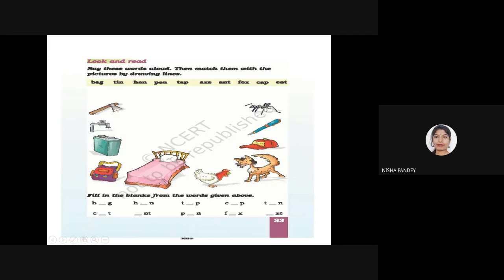This is ant. Yes, very good, excellent. Thank you, ma'am. Yes, A for ant. Then the next one is also an animal. What is this? Hen. Hen, very good. Now next, one more animal is there. So what is this? Fox. Fox. Oh, excellent. You know all the answers.